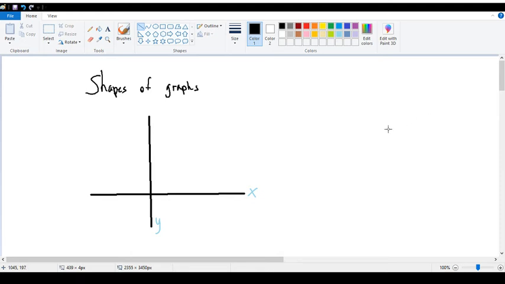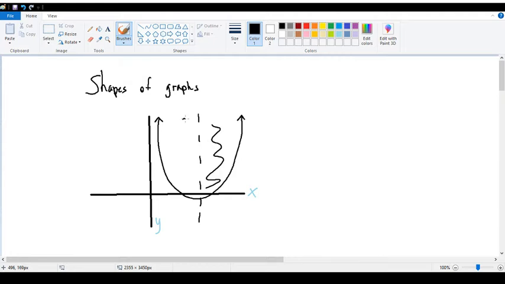Alright students, today we are going to look at shapes of graphs. So let's say that we have a parabola or a graph that looks something like this. Alright, and so here's the question. Could I cut this graph right in the middle, where this side matches this side?